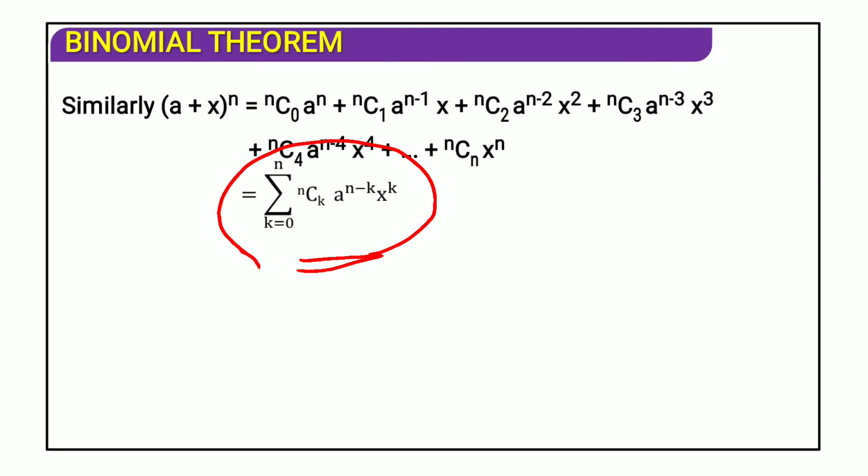See, the meaning of sigma, you all are familiar with sigma. The meaning of sigma is you put 0, then you put 1, you put 2, you put 3. This is the complete binomial theorem expansion. That's it. Nothing else. This is the complete binomial expansion. Hope you got this.